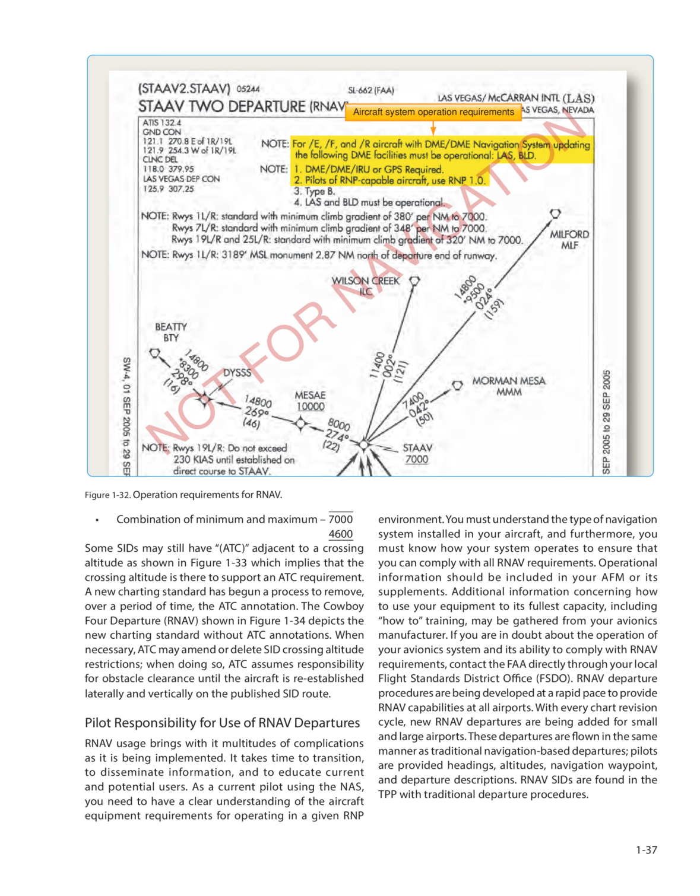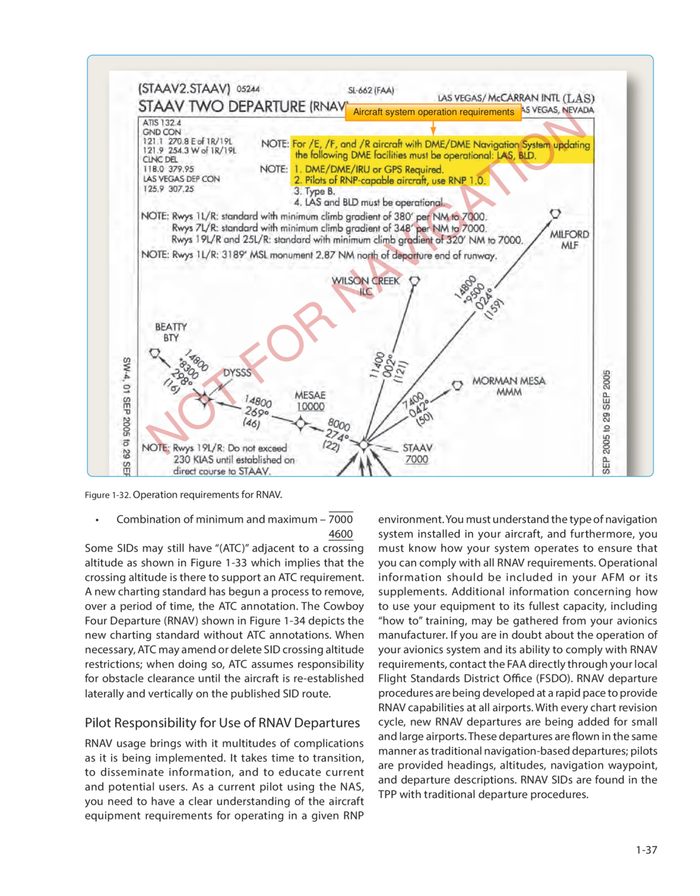You must understand the type of navigation system installed in your aircraft, and furthermore, you must know how your system operates to ensure that you can comply with all RNAV requirements. Operational information should be included in your AFM or its supplements. Additional information concerning how to use your equipment to its fullest capacity, including training, may be gathered from your avionics manufacturer. If you are in doubt about the operation of your avionics system and its ability to comply with RNAV requirements, contact the FAA directly through your local Flight Standards District Office, FSDO.